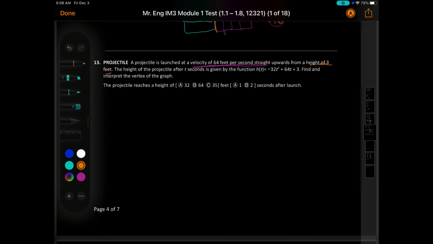The height of the projectile after t seconds is given by the function. Find and interpret the vertex. Okay, so I'm going to write the formula out again, and you see I'm not erasing it. I'm going to change all my t's to capitals so I don't get confused with the plus sign.